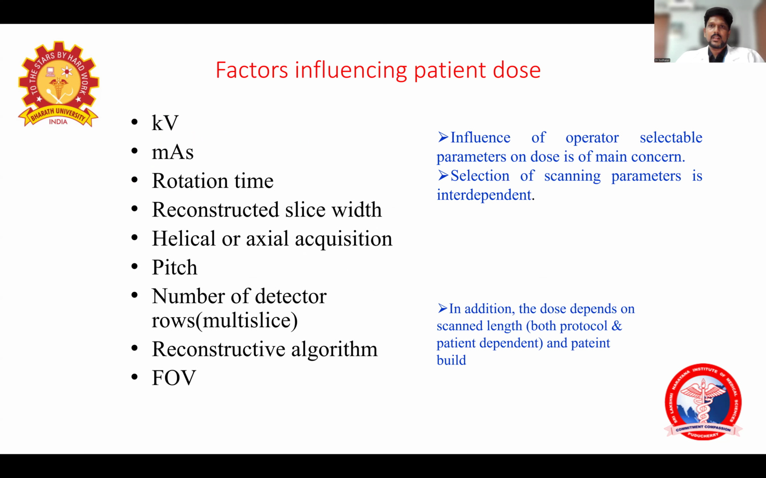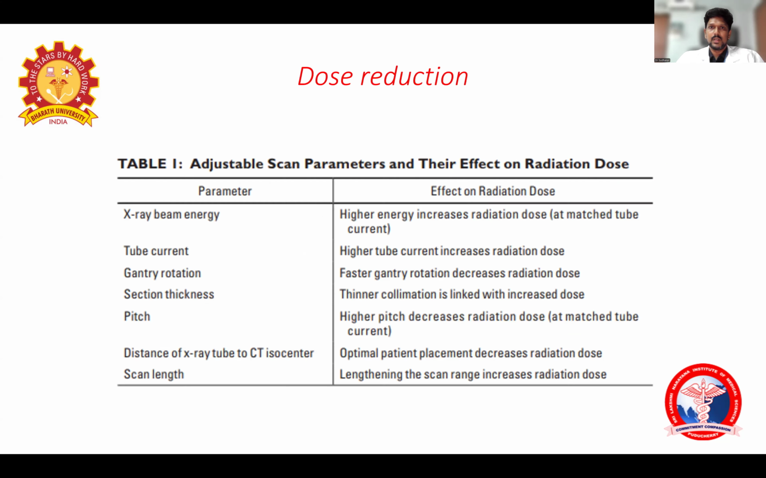So we'll be talking about the factors influencing the patient dose. The first thing is kV, second is mAs, then rotation time, reconstructed slice width, helical or axial acquisition, pitch, which is very important, then number of detector rows, the reconstruction algorithm which is used, then FOV, field of view. So the influence of operator-selectable parameters on those is of main concern. Selection of scanning parameters is interdependent. In addition, the dose depends on scanned length, both protocol and patient dependent, and patient build.